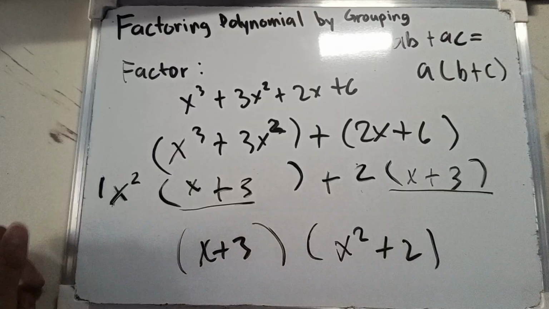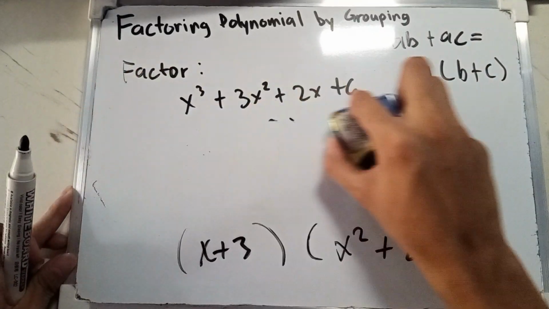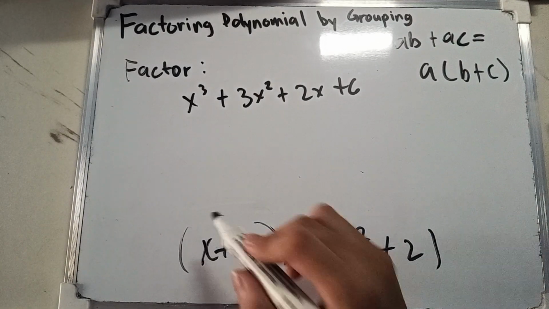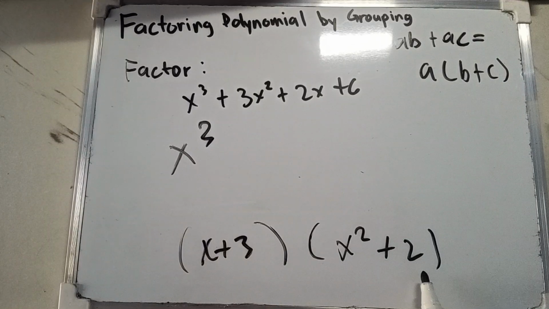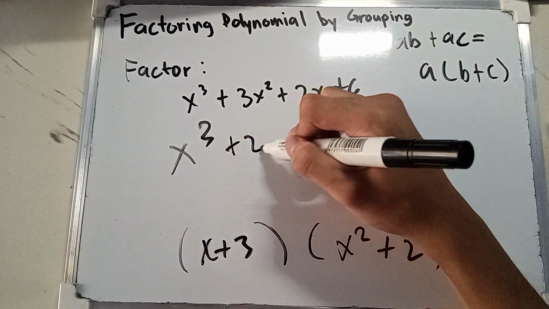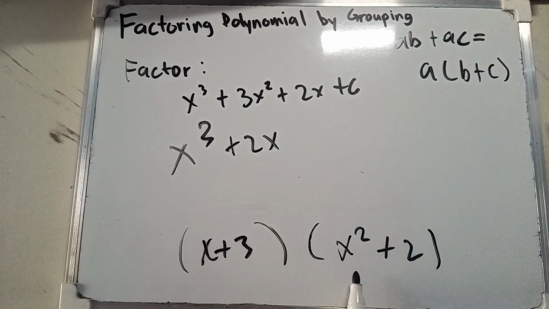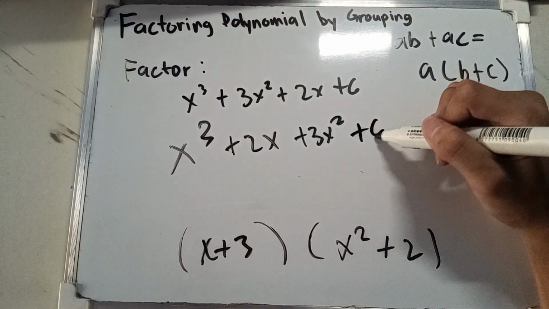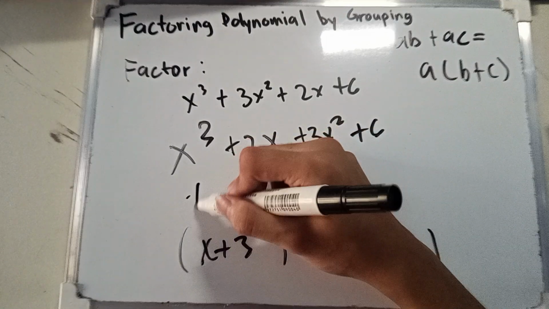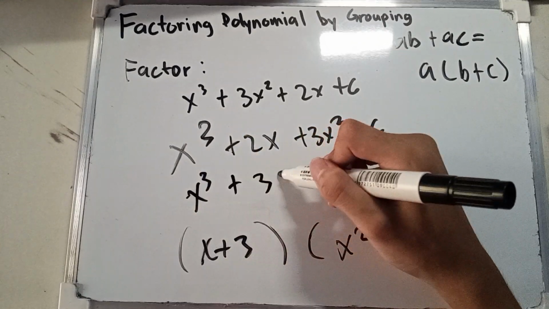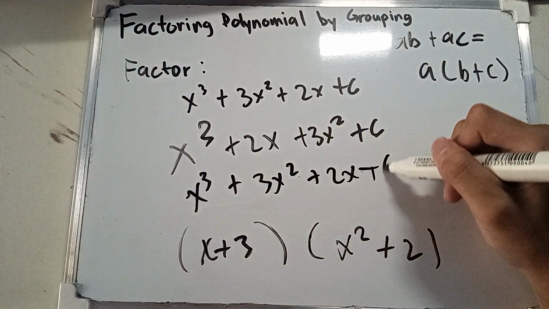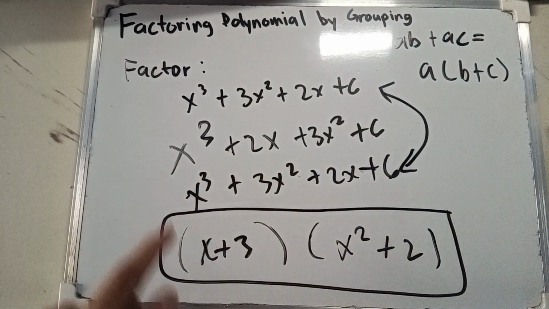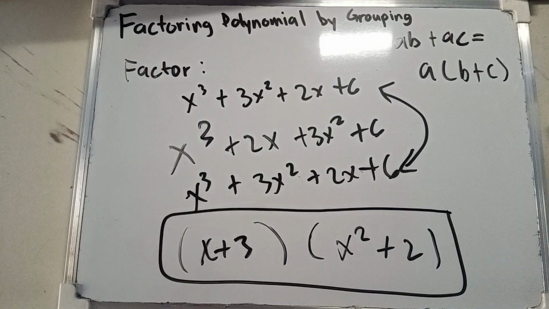So if we want to check if our answer is correct, we can just multiply it. Okay, so x squared times x is x cubed, x squared times 3 is positive 3x squared, 2 times x is positive 2x, positive 2 times positive 3 is positive 6. So rearrange, x cubed plus 3x squared plus 2x plus 6. So these are the same, meaning this is the factor of this polynomial using grouping.